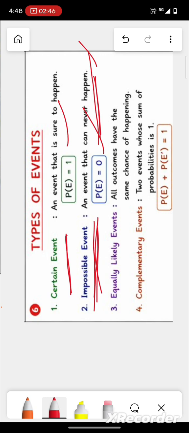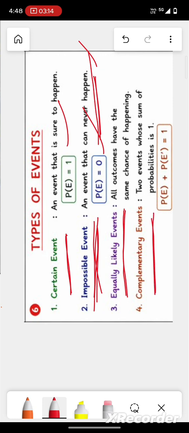Next, equally likely events. Equal chance of occurrence of events is called equally likely events. For example, when tossing a coin, getting a head and getting a tail are both equally likely events. Next, when we throw a dice, getting an even number and getting an odd number are equally likely events.